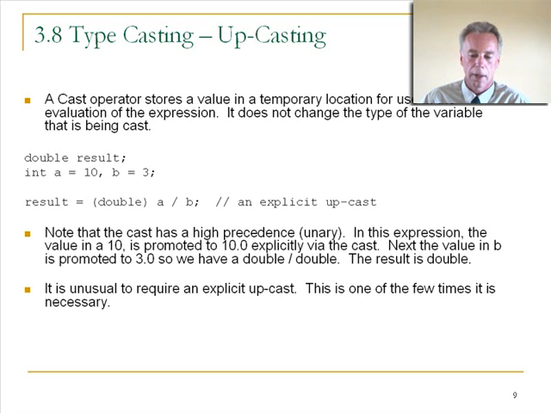What's the first thing that happens? The cast operator takes the value 10 and stores it in a temporary location as 10.0, a double value. Then what happens? We've got a double value divided by b, which is an int value. We can't have that, so there's an implicit upcast of 3 to 3.0, and now we have two double operands on the division operator, and the division happens in double and the resultant data type is also double.